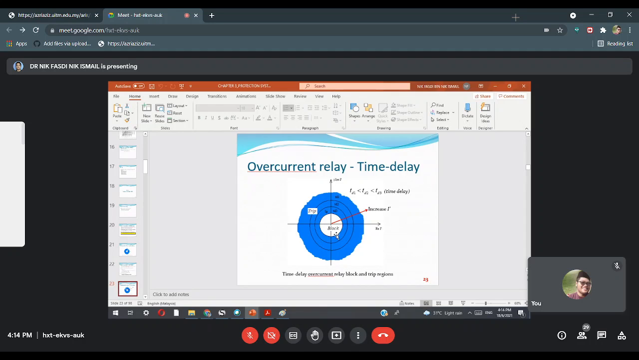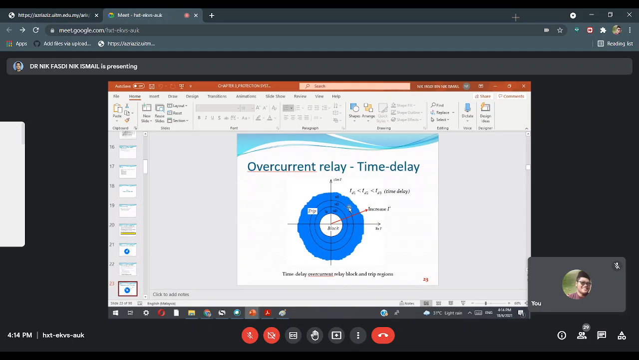So blocking in the middle within the small circle. Trip here above, the small one. Okay, this trip has D3, D2 and D1. So D1, T represents time delay, the time it takes for it to turn on and turn off.